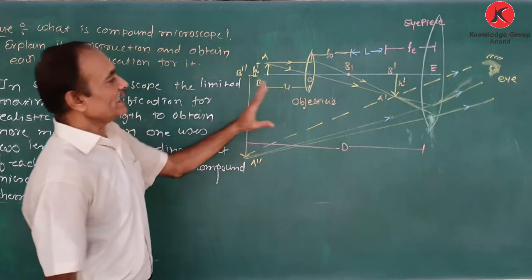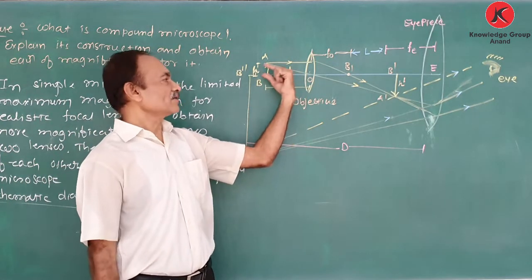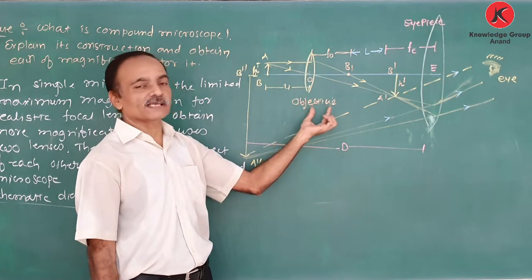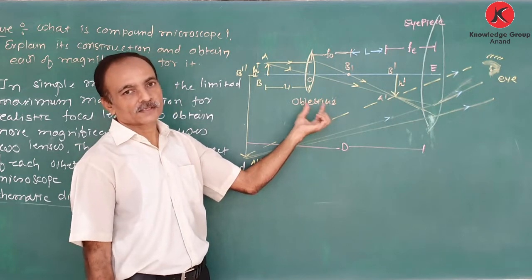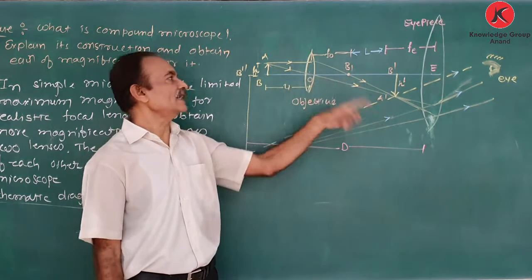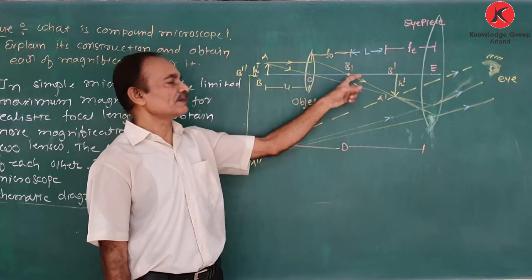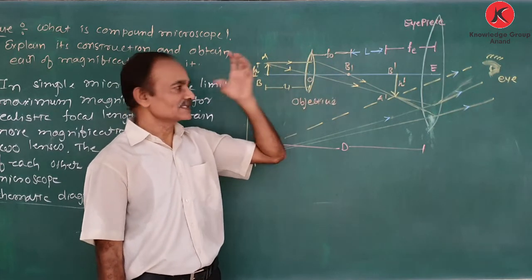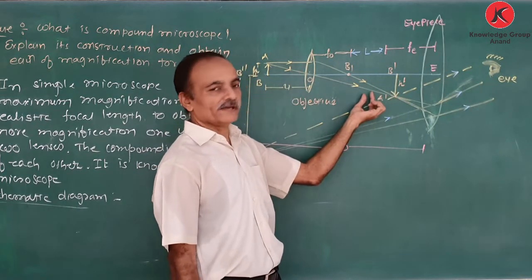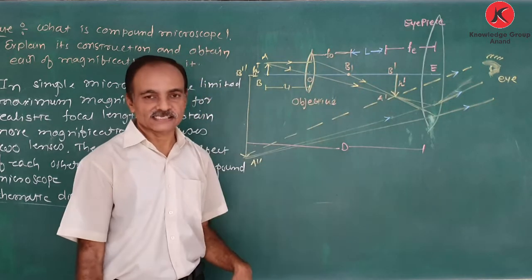So again, what is the schematic diagram of a compound microscope? Here, an object of height h is placed at a distance from one convex lens that is known as the objective. To obtain the image, two rays are required. One is passing through the optical center, and the second is parallel to the principal axis. After refraction, it must pass through the principal focus of the lens. Both meet at point A dash. Therefore, A dash is the image of A, and A dash B dash is the image of the object, with height h dash.